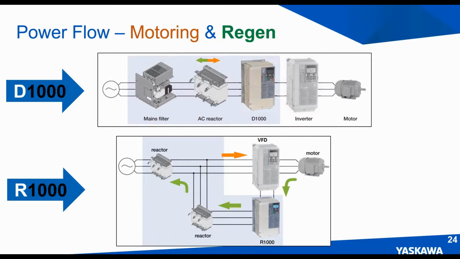Here's the typical layout of the D1000 versus the R1000. The D1000 has the D1000 converter itself. It has a reactor and a filter circuit, an LC circuit. The R1000 configuration, again, you have the R1000 itself, and then you have two reactors, and there's also some fusing here that's not shown. And again, just to reiterate, we still need a drive or an inverter to run that motor.